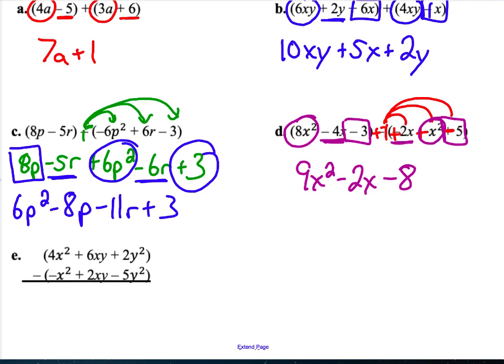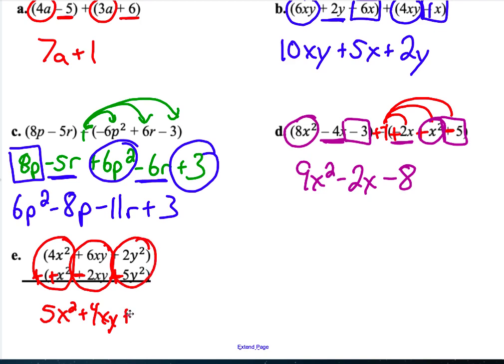Next one is set up vertically. So let's leave it that way, and let's go ahead and tackle this one. So I got to distribute that negative. So it's basically going to switch the signs and everything else. So it becomes plus x squared minus 2xy plus 5y squared. It switches the signs in each of those terms. 4x squared plus 1x squared is 5x squared. 6xy minus 2xy is 4xy. And then 2y squared and 5y squared is 7y squared.